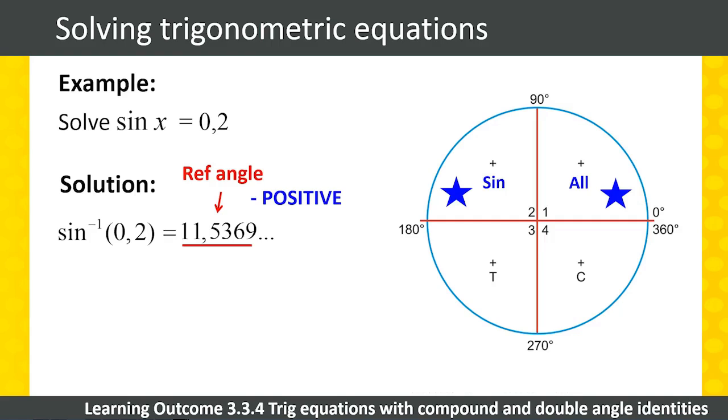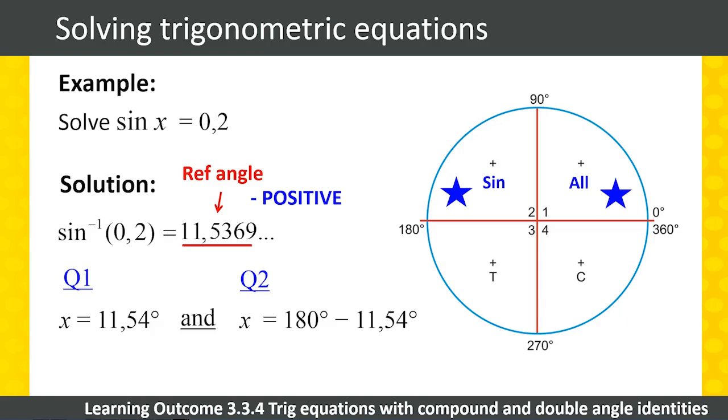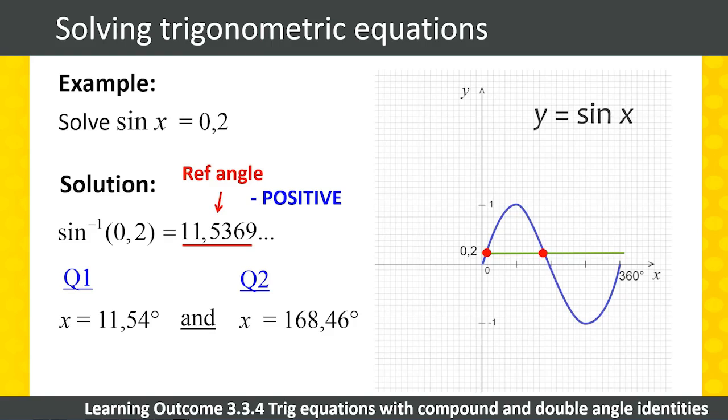So, we have two solutions to our equation. In quadrant 1, x equals our reference angle 11,54 degrees. And in quadrant 2, x equals 180 minus our reference angle 11,54, which is 168,46 degrees. If we take another look at our graph of the function sine x, we can see where our solutions fit in.